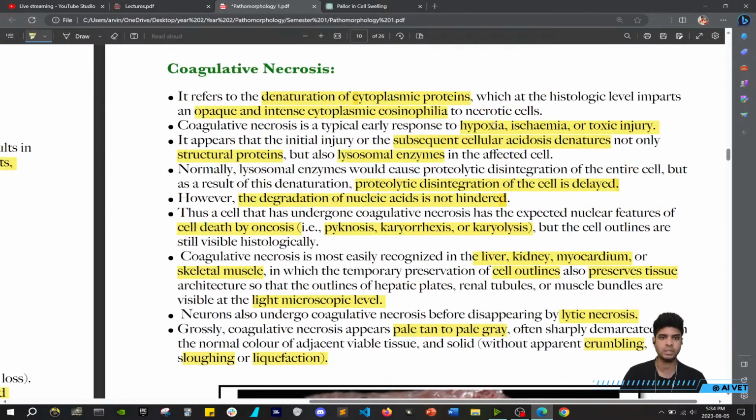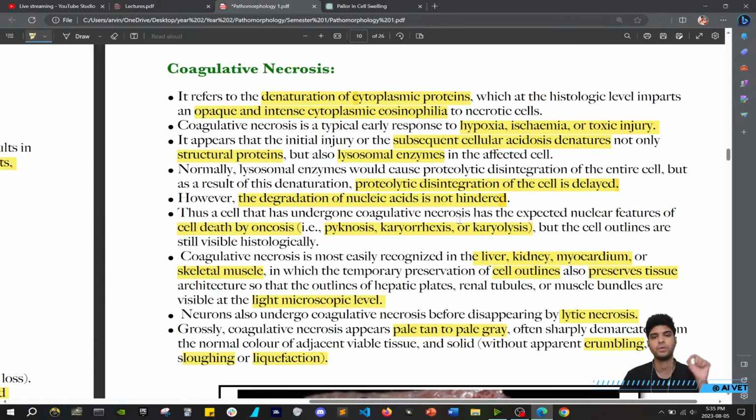Okay, so the causes are hypoxia, ischemia, and toxic injury, and they cause severe, intense eosinophilia. What else? Cell acidosis only denatures the proteins instead of lysosomes acting. Generally, lysosomes cause proteolytic disintegration, but in this case it is delayed. Degradation of nucleic acids is not hindered, as is also seen in the nucleus.